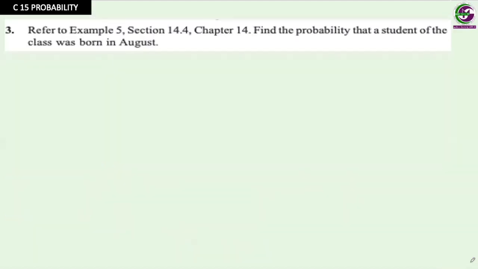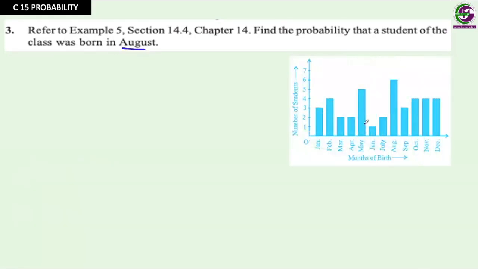Let's see the next question. Refer to example 5, section 14.4 in chapter 14. Find the probability that a student of the class was born in August. So let us see the table. A student born in August. In August, there are 6 students. Probability that a student is born in August is 6 out of, it was given at the top, 40 people, or even we can add from the total here. So we can simplify, which is 3 out of 20.